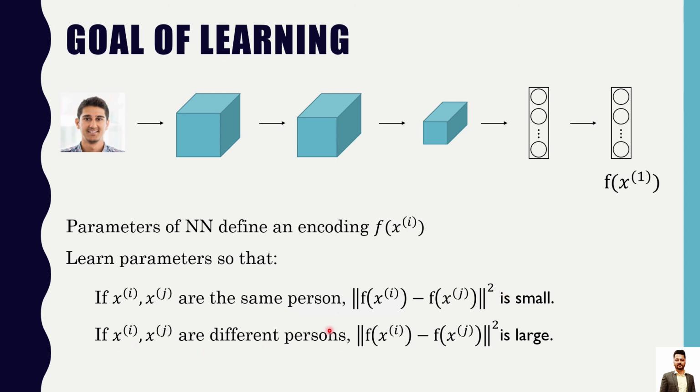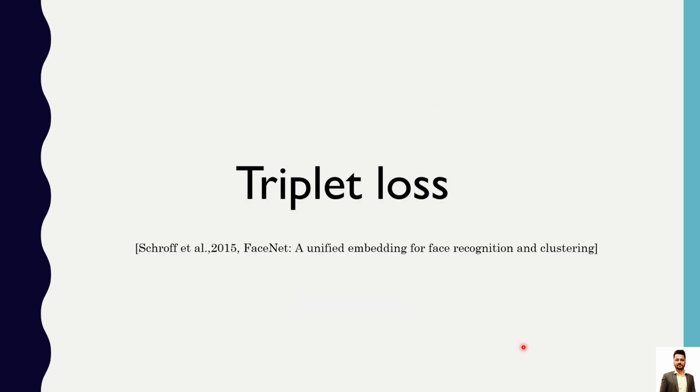Similarly, if there are two different persons, x_i and x_j, the difference will be more, so the square value will also be more. So this is the Siamese model's method of checking if two people have the same face or not. Now, triplet loss. This triplet loss came in 2015 in this research paper called FaceNet. They used a clustering technique, which we will be talking about now.